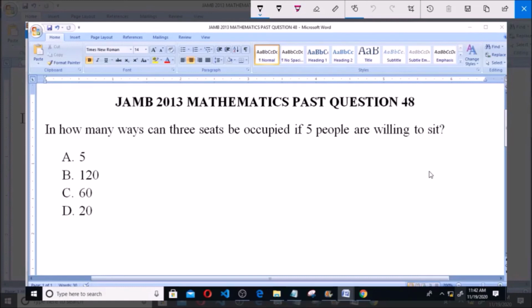I will be answering JAMB 2013 Mathematics Past Question 48. In how many ways can 3 seats be occupied if 5 people are willing to sit? Now this is a permutation that requires arrangement. Now, in how many ways can 3 seats be occupied by 5 people willing to sit?